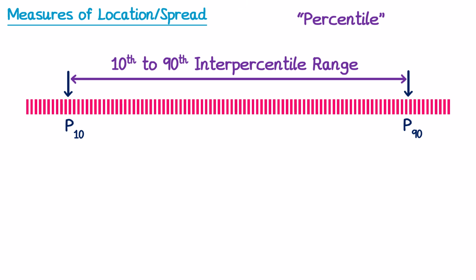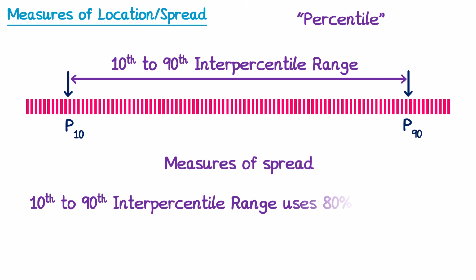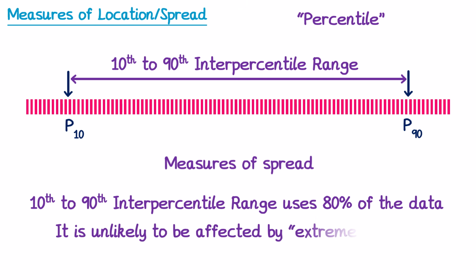All of these interpercentile ranges are also measures of spread. This one is useful because it makes use of 80% of the data still, whereas the interquartile range only uses 50%. It's also unlikely to be affected by extreme values. This is because 10% of the data is missed off at each end, so if there are extreme values, they're unlikely to have any effect.